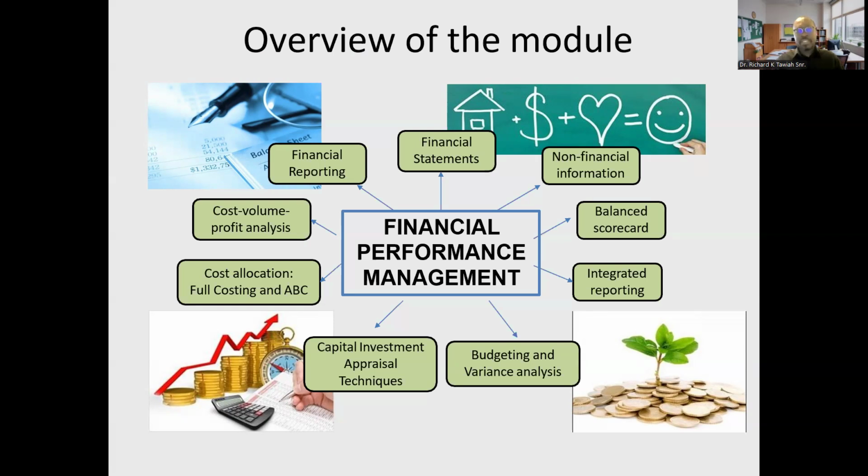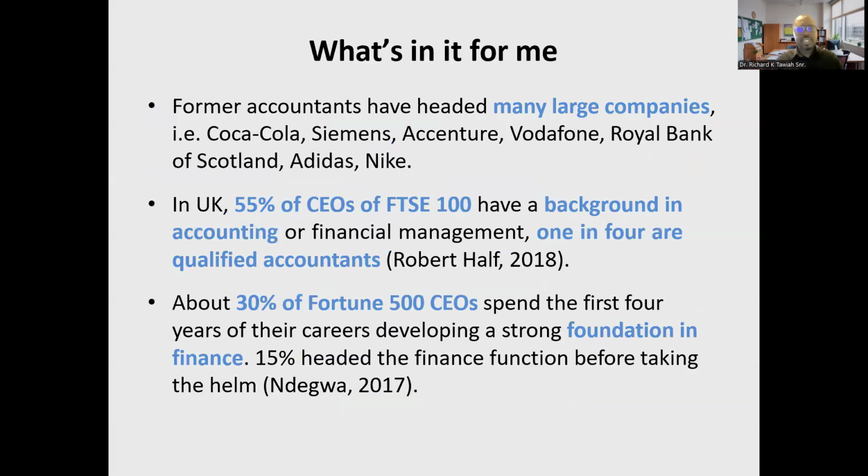So we'll look at this. Let's now hit the numbers. But the question is, what is in it for me? You would read and you can research and find out that many of these large companies have accountants being the heads of their department, the CFOs, the CEOs actually. You'll be surprised that 25% to half of them have some background in accounting or financial management. Big companies like Coca-Cola, Siemens, Accenture, Vodafone, Royal Bank of Scotland, Adidas, Nike, name them, have accountants leading them as CEOs, as CFOs, as COOs.